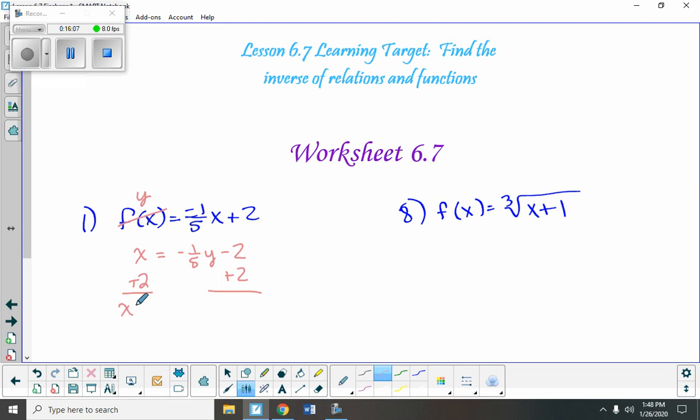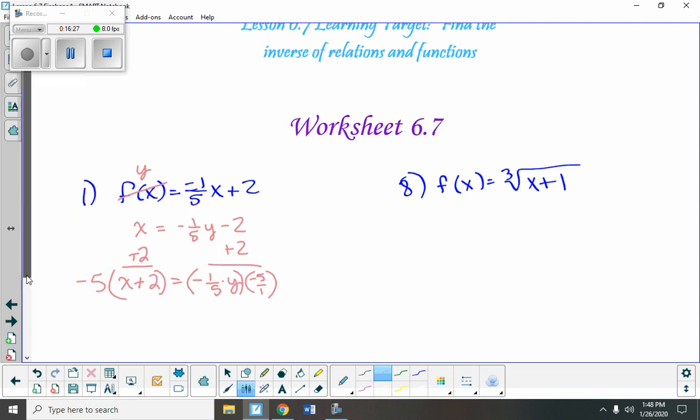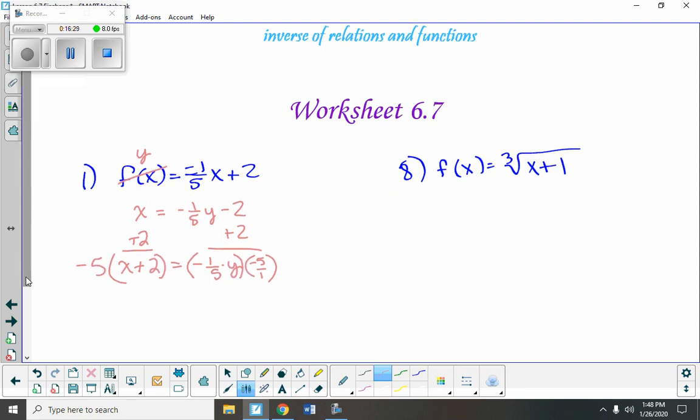So you have x plus 2 equals negative 1/5 y. To solve for y, we have y times negative 1/5. We're going to multiply both sides by the reciprocal, which is negative 5 over 1, or negative 5. So we'll do the same over here, multiply by a negative 5. Then we have to distribute: negative 5 times x plus 2 gives negative 5x minus 10. And here this cancels, and we have just y. Here is your inverse right here. And that problem is done.